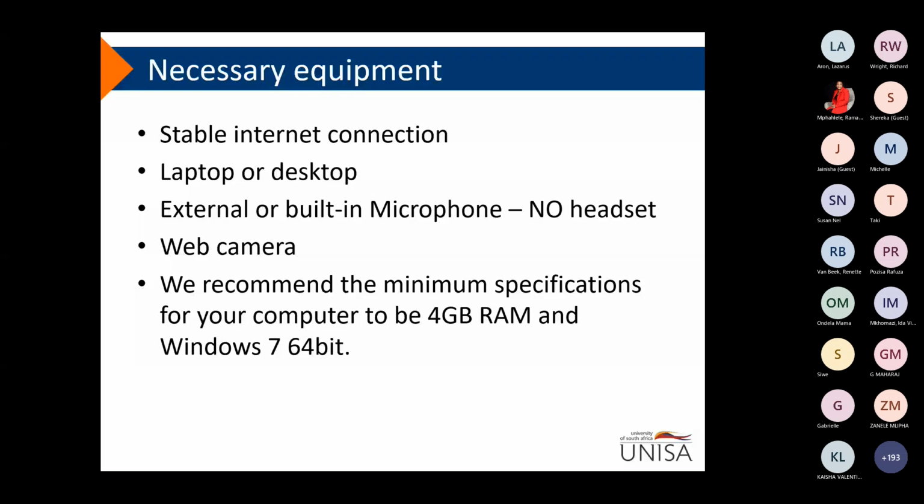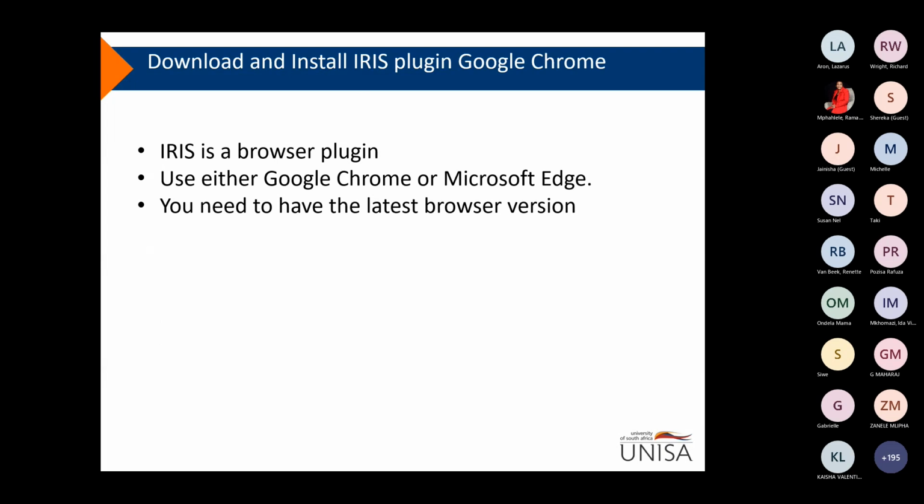Most computers will have these minimum specifications. Most newer computers, I think if your computer is more than, let's say, 7, 8 years old, then you probably might have to check your RAM and check whether it actually has Windows 7 64-bit on it.